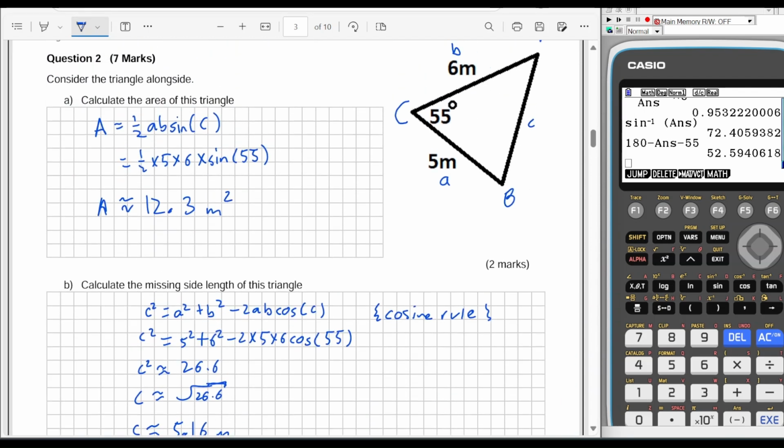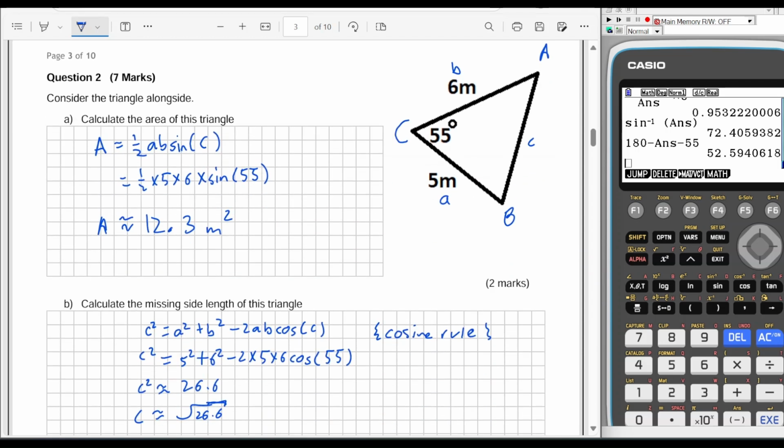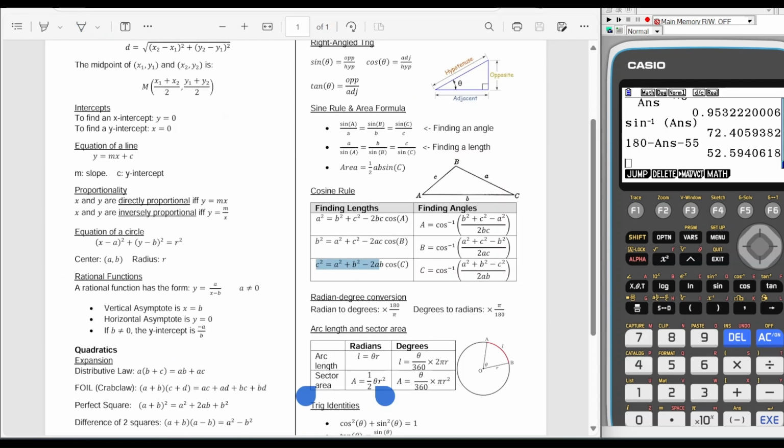So that's a way you can get the last angle really quickly, or you could just use the sine rule again. Or if you really want with these cosine rule ones, you can do the finding angle version if you have 3 sides.